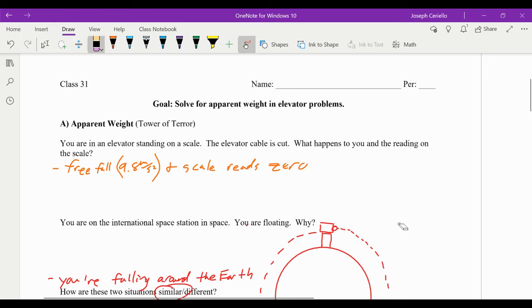Today we're going to talk a little bit about apparent weight. So this is one of those situations where normal force and force of gravity are actually not equal to each other, because this is where an object may be accelerating upward or accelerating downward.